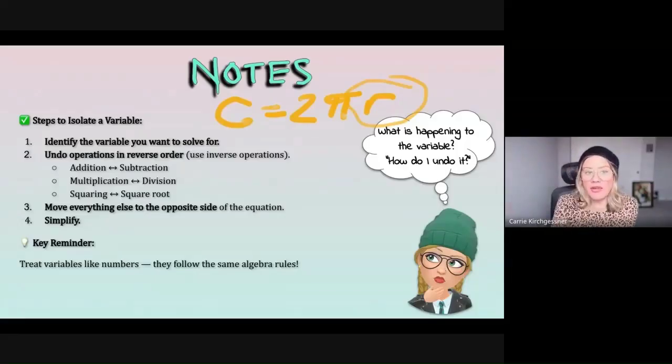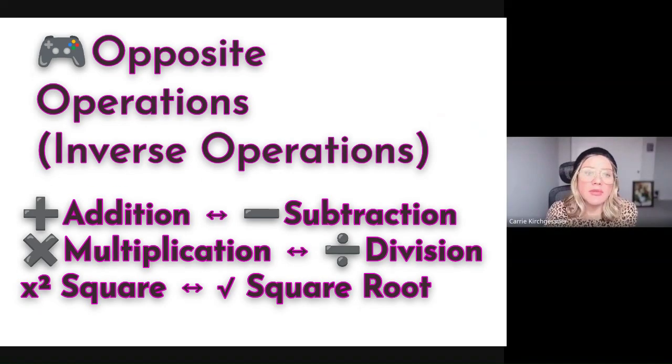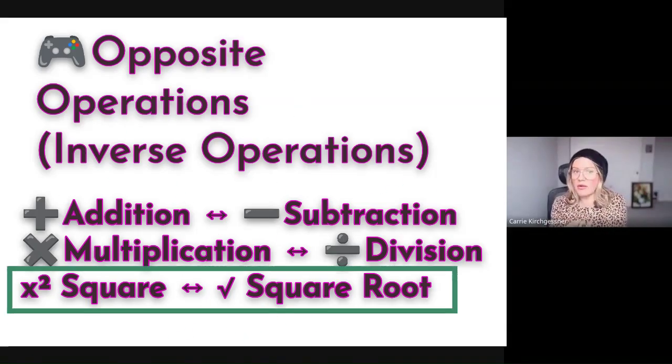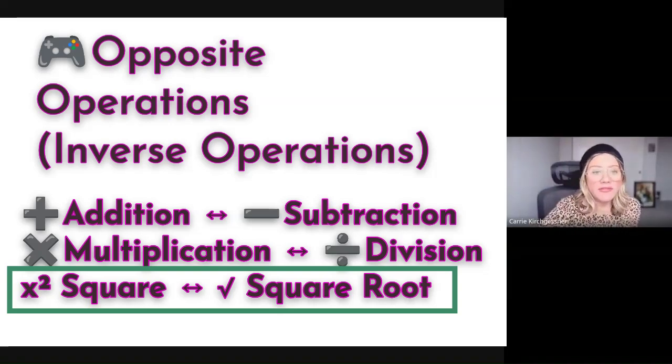So inverse operations, you guys probably already know that the inverse operation of addition is subtraction. The inverse operation of multiplication is division. And then the inverse operation of squaring, that's an important one to know about. The opposite operation of squaring is square rooting. So if you square the square root of x, you get x. Now, move everything else to the opposite side of the equation. The way that we do that is always by using the inverse operation, and then we simplify. So treat variables like numbers.